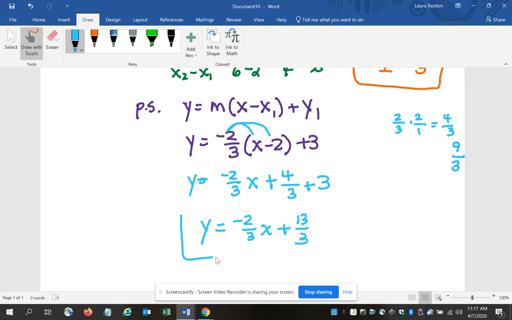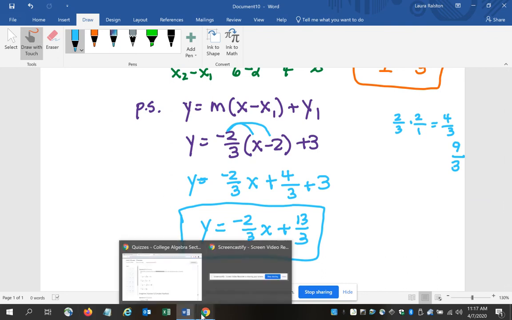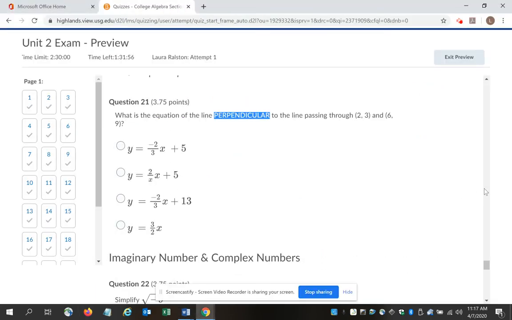Again, on the actual test, you won't find this answer. Miss Ralston made a typographical error. So I gave everybody credit for that particular problem. I went through each individual test and gave you credit.